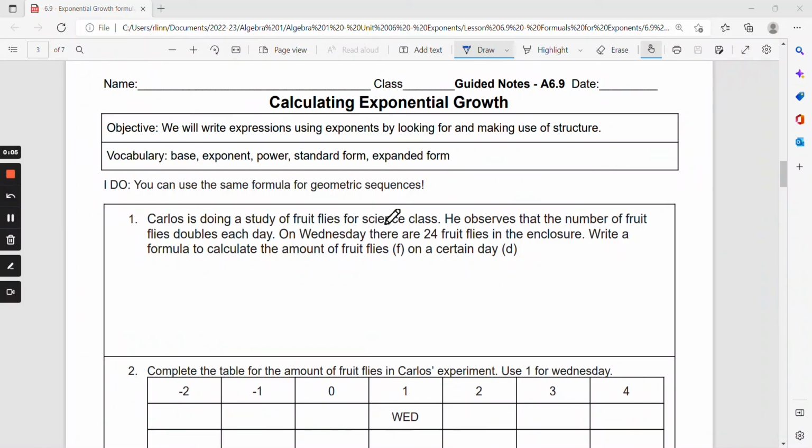In this lesson here, we're going to work on calculating exponential growth. There's a formula for exponential growth, and we'll get to that in a moment. But we're going to go through a couple problems here together.